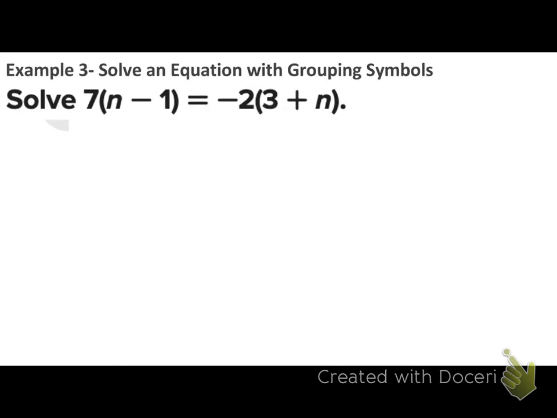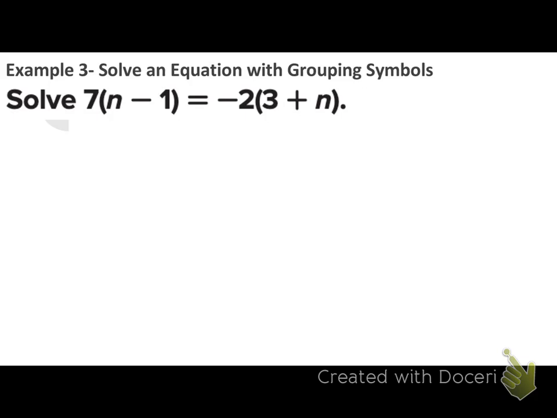Example 3. Solve 7 times the quantity of n minus 1 equals negative 2 times the quantity of 3 plus n. So we've got some grouping symbols here now.